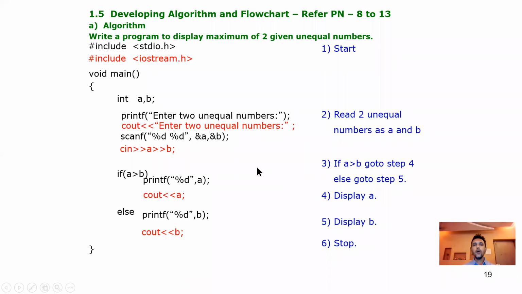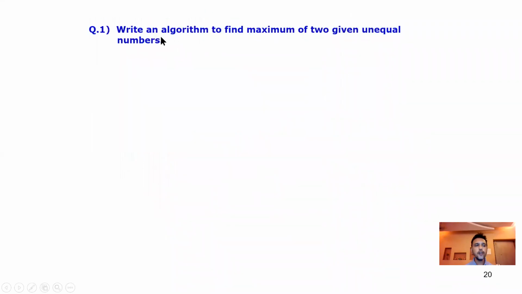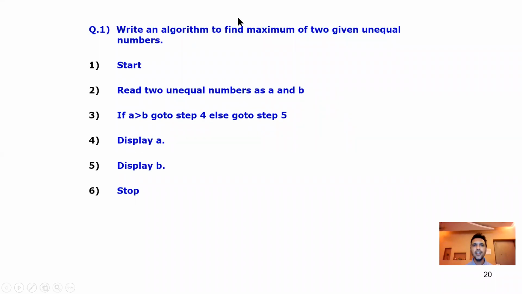This is the first question which we'll do today, which says, write an algorithm to find the maximum of two given unequal numbers. If you have been attentive, tell me, have I ever taught you this algorithm? Unmute and answer. Have I ever taught you this algorithm? The last algorithm. Yes, it is the same algorithm which you saw in blue color just now. This is an algorithm to find the maximum of two given unequal numbers, same thing.